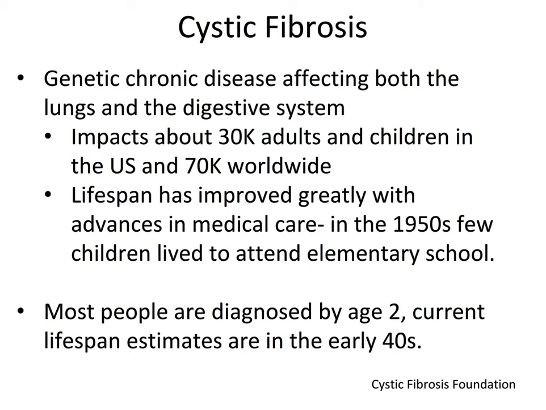Moving on to cystic fibrosis. This is a genetic condition that affects both the lungs and the digestive system. Cystic fibrosis, or CF, impacts about 30,000 children and adults in the U.S. and about 70,000 worldwide. While life expectancy as recently as the 1950s was only a few years, and most children never lived to attend school, with improved treatment it has risen to the early 40s. This is still, although an improvement, drastically shorter than the average adult.